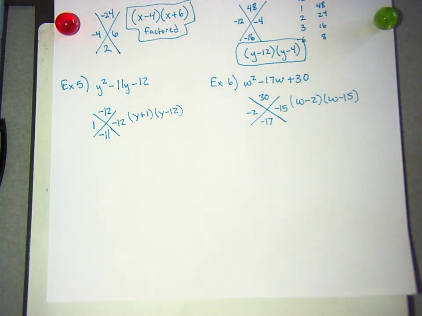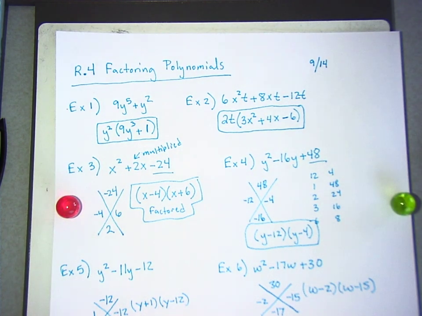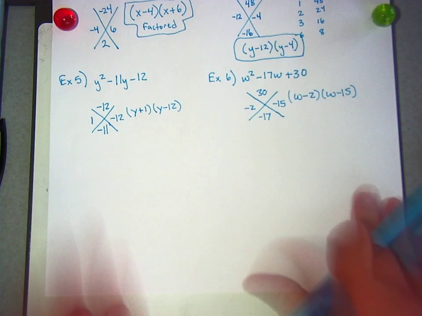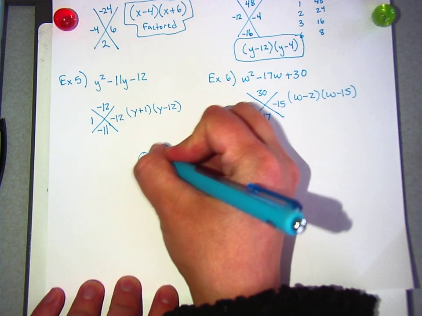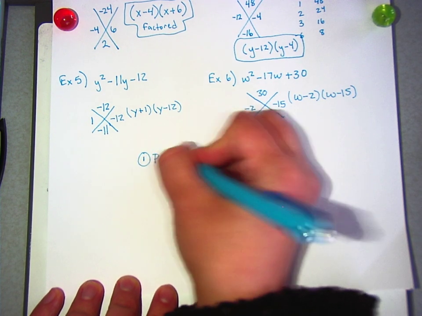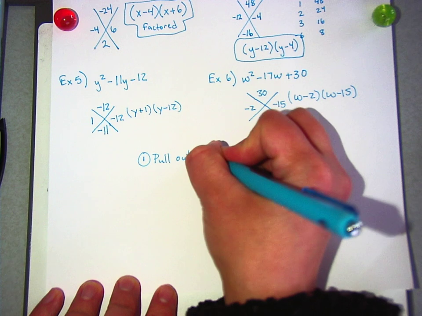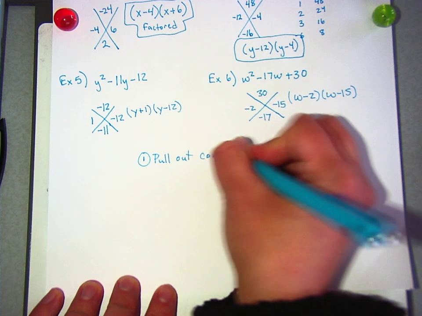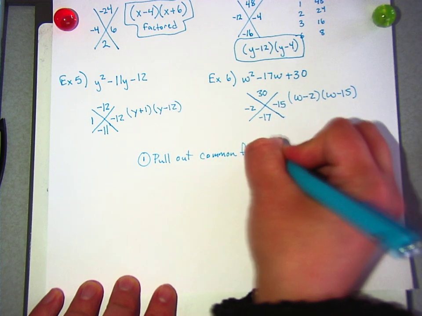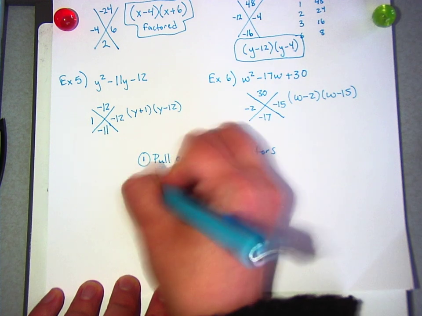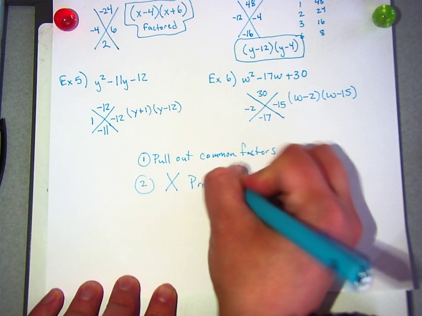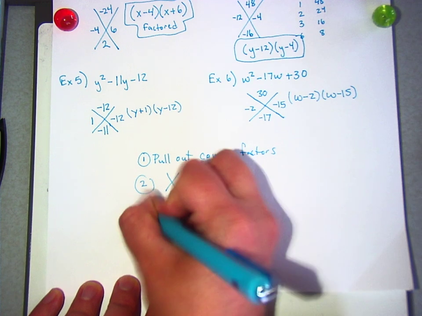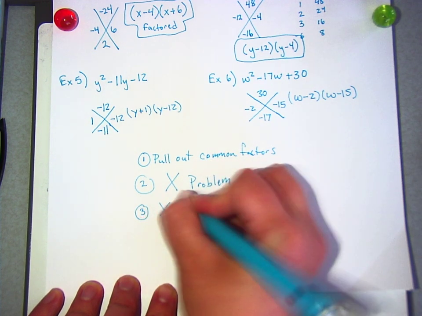All right, X box. Way number 3. Do you want me to write this out? Here, I'll write this out. Way number 1. Pull out common factors. That's the first way. Second way is the X problem. And the third one is an X box problem.